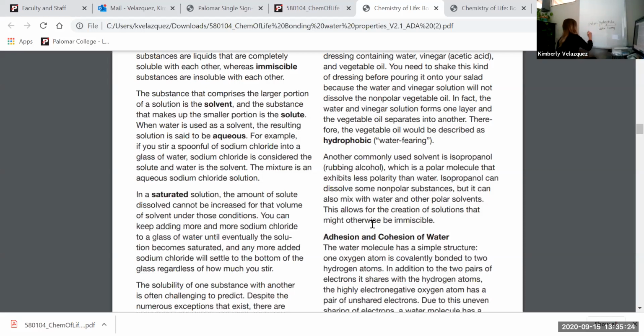And then nonpolar molecules do not mix with water, and they are called hydrophobic. Phobia is a fear, so these are water fearing. These do not mix with water. In fact, they're most often repelled by water. So important to remember that.